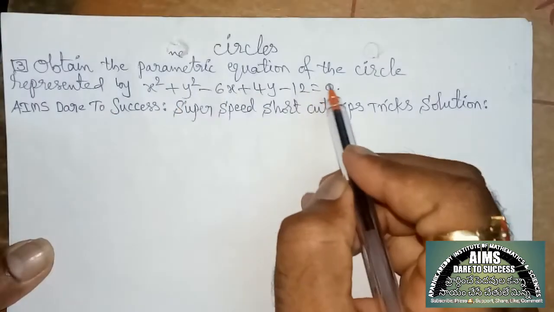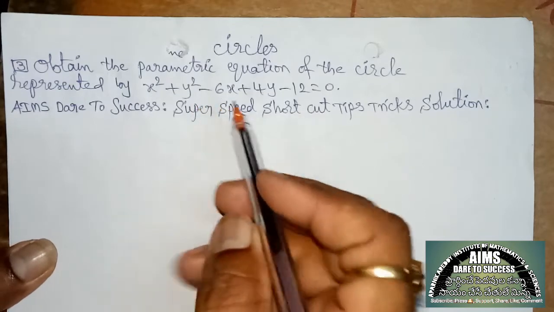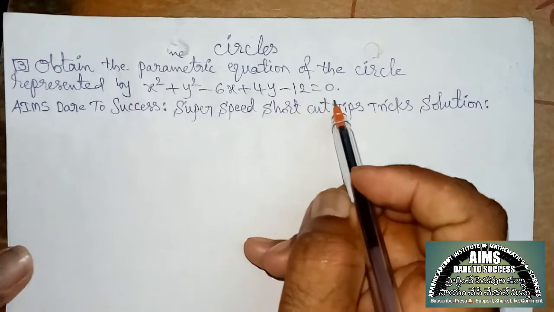Next, one more similar question. Obtain the parametric equation of the circle represented by the circle x² + y² − 6x + 4y − 12 = 0.